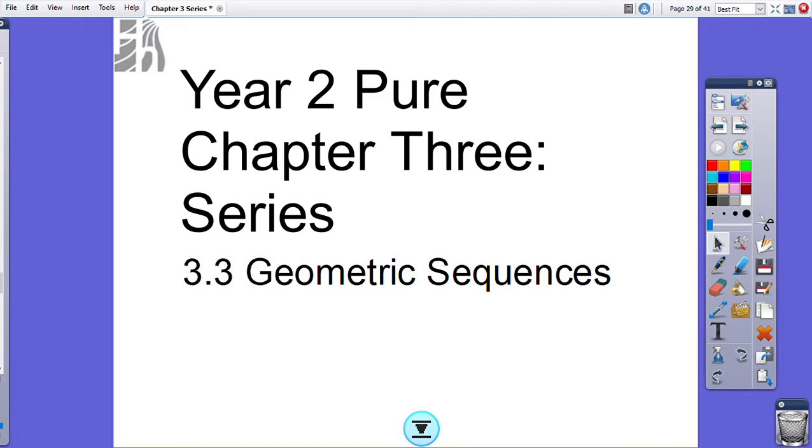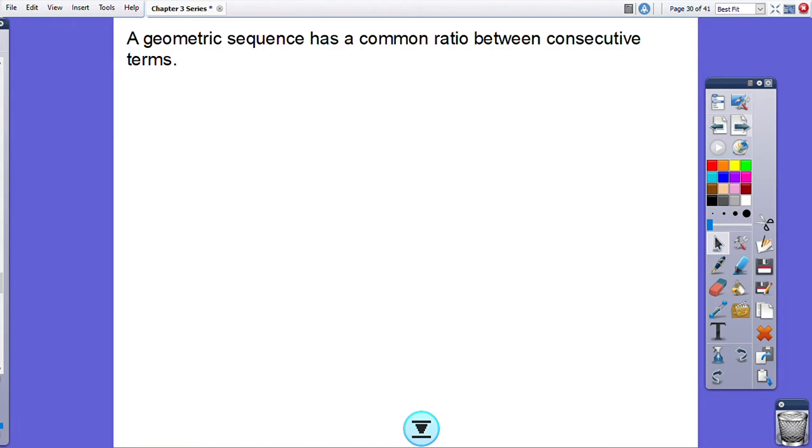Today we're going to be looking at geometric sequences, which is a topic that I think you should find relatively straightforward if you've been following the news at all, because geometric sequences will have come up a lot during the COVID-19 outbreak. Let me first of all define what a geometric sequence is. So let's just have a look at a geometric sequence.